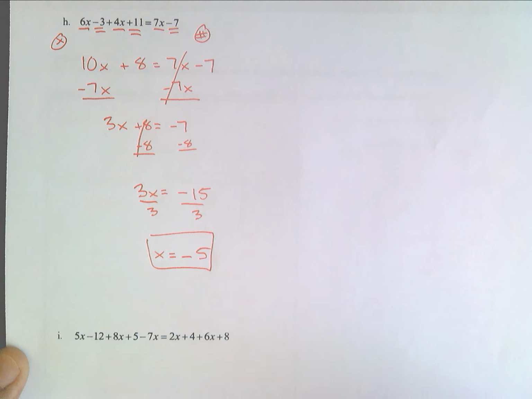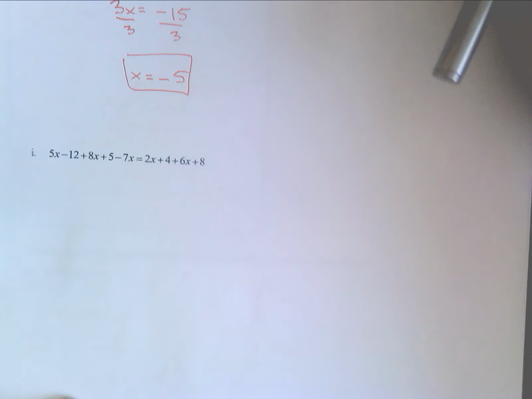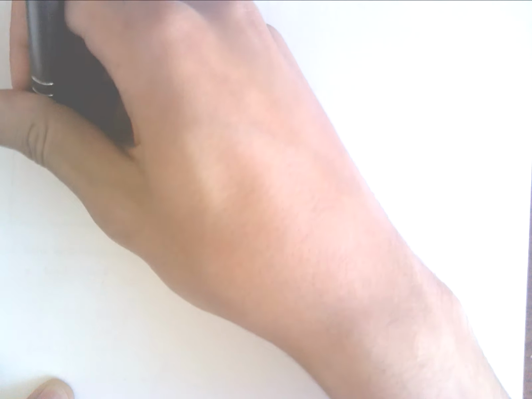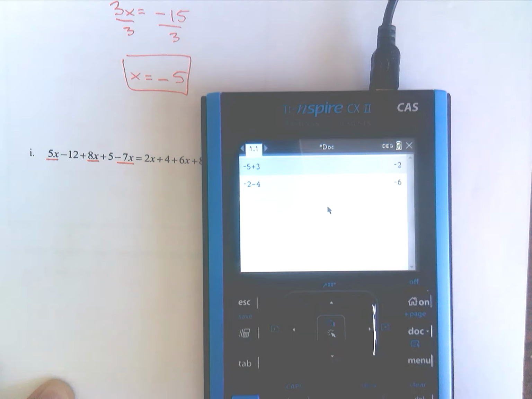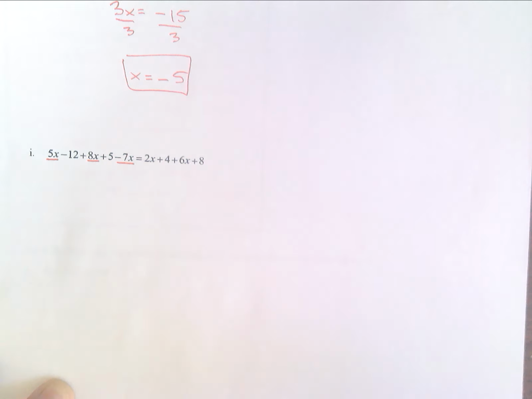One more example. I know it looks complex, but you know how to do it. Let's give it a shot. So on the left-hand side, we combine like terms. We have 5x, 8x, and negative 7x. So use your calculator so that you don't make any algebraic mistakes. Let's do 5 plus 8 minus 7. And that gives you 6. So we have 6x. And then we have a negative 12 and a positive 5.